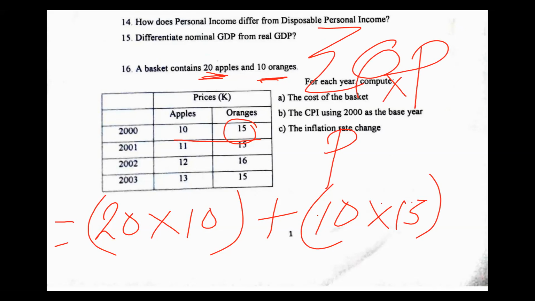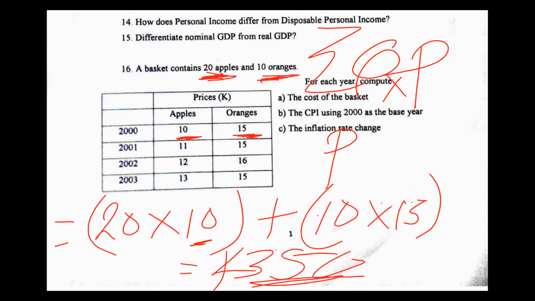So quantity was what? Was it 20 apples? That is what we are given in the basket, and 10 oranges. Then the prices are these that are given here. So in 2000, we had 20 apples times the price for apples, which was 10, plus the oranges, 10 times 15, the price of oranges. This column is for prices. You are adding up everything, and that is the cost of the basket. Which this is 200, this is 150, and this gives us 350.